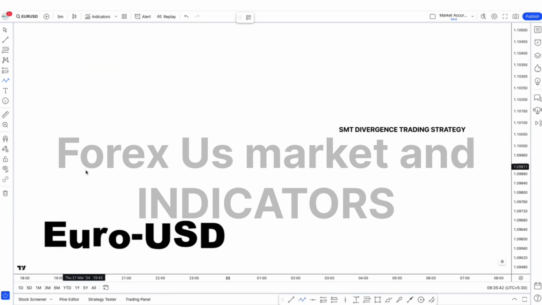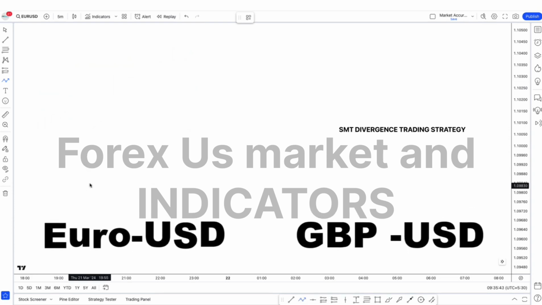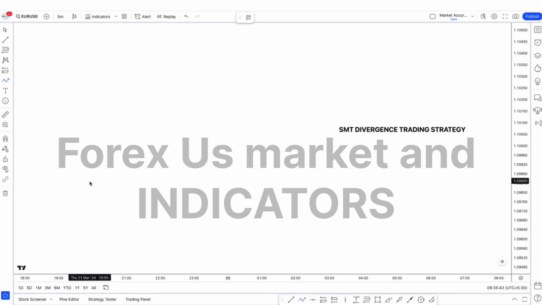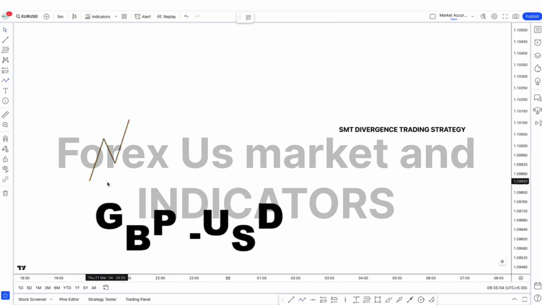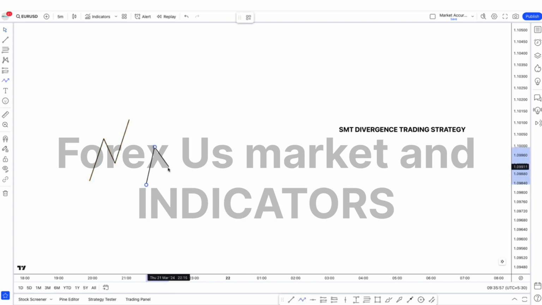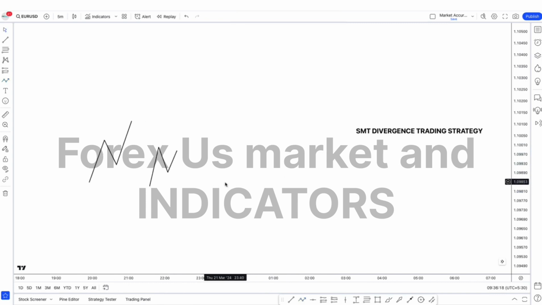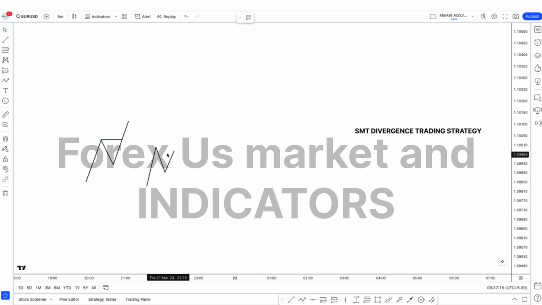So let's take EUR/USD and GBP/USD as an example. Let's say EUR/USD made a higher high, higher low, higher high, while the GBP/USD made a higher high, higher low, and it failed to make another higher high. So now what does this show us? Right here, for me, this is a liquidity sweep, and this right here is a shift in order flow.